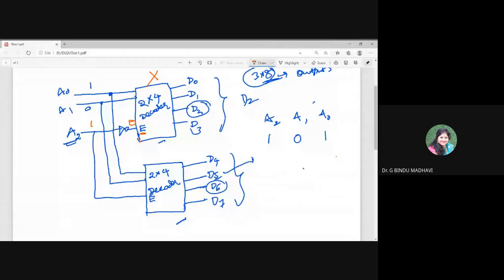And the next thing is the second decoder. If A2 equal to 1, this decoder works and the inputs will be forwarded. So what is the input here? 1 and 0, and here A2 is 1 as it is. So for the 101 combination, which output will be active? D5. 101 represents D5. For example, if I take A2 equal to 0, then what will happen?